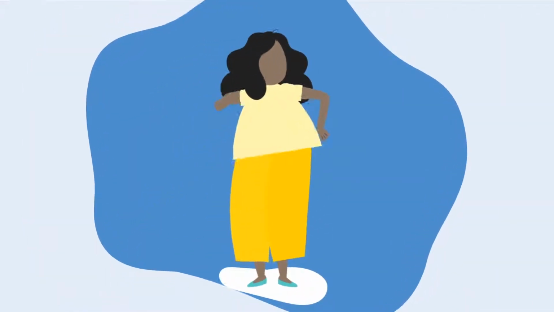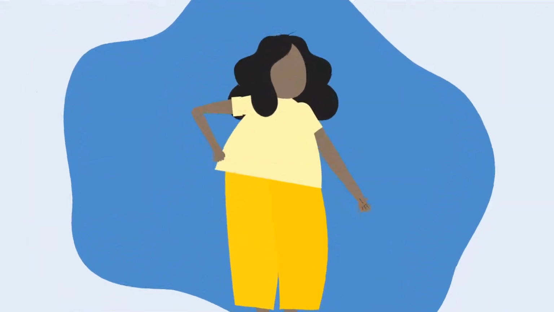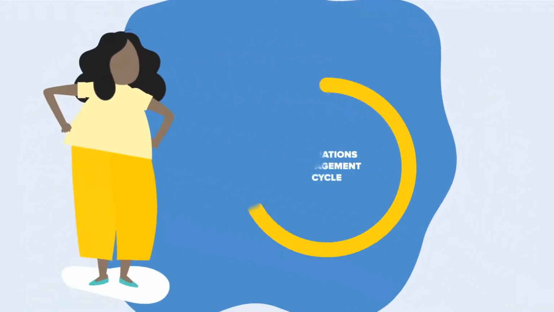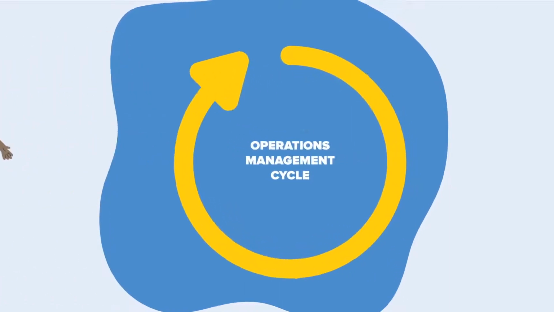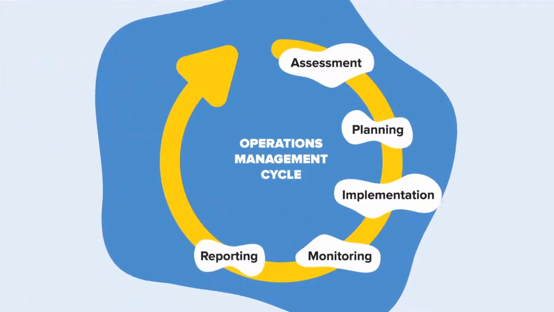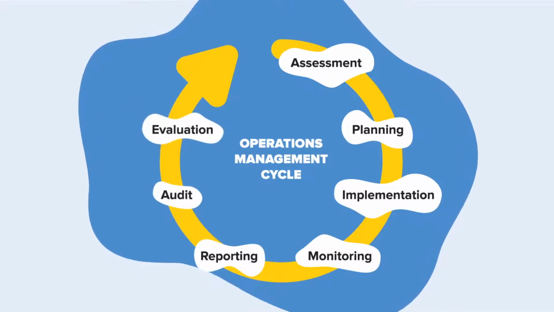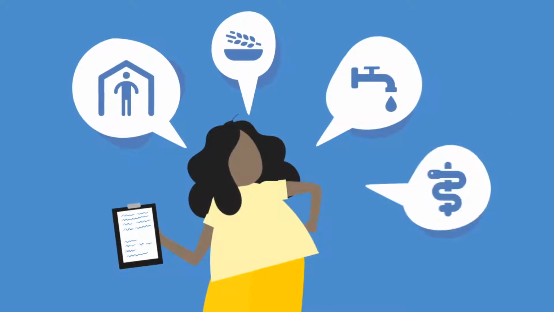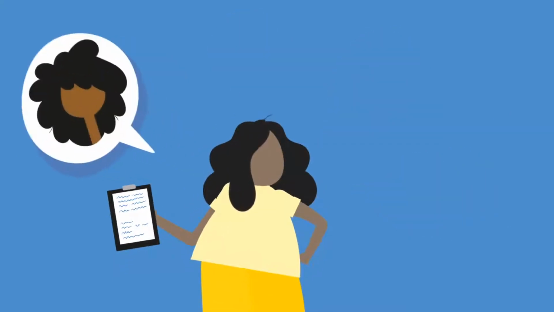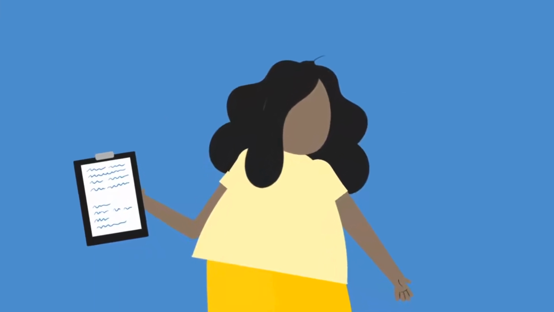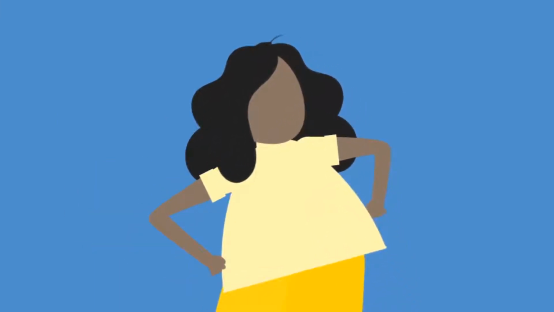Hello, let's take a closer look at how to mainstream GBV risk mitigation into the implementation phase of the operations management cycle, also known as the program cycle. During the video, you will review GBV related considerations to apply in sector program implementation activities and consider how to include continuous monitoring and community-based feedback mechanisms to ensure implementation activities achieve the planned results.